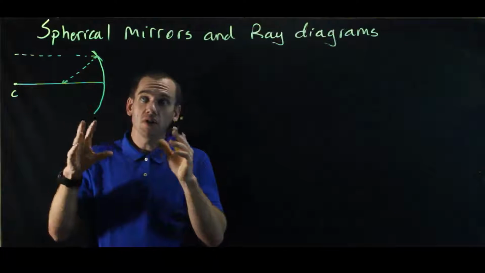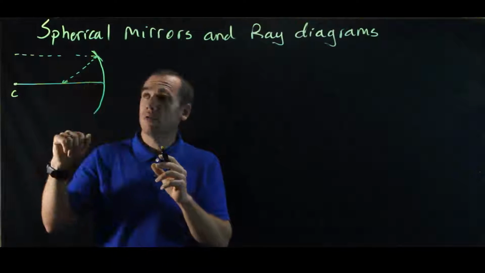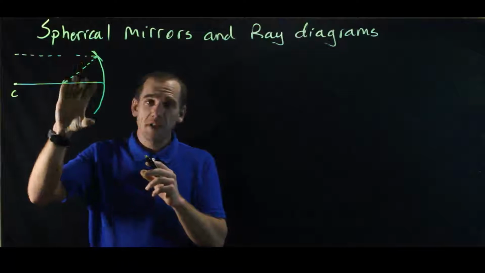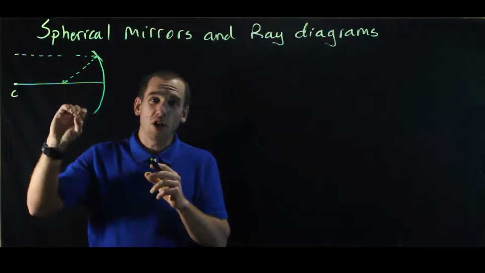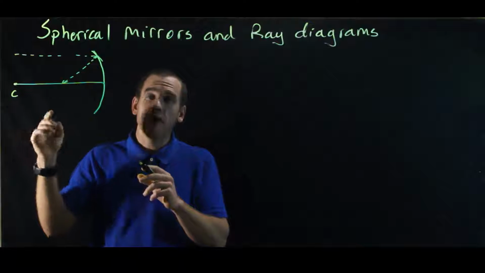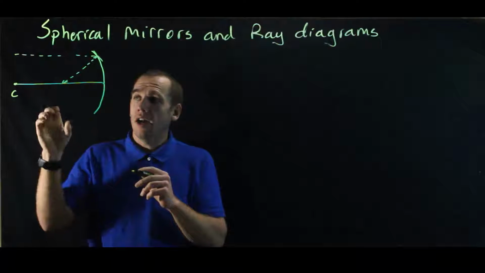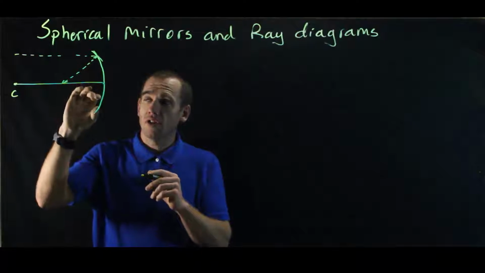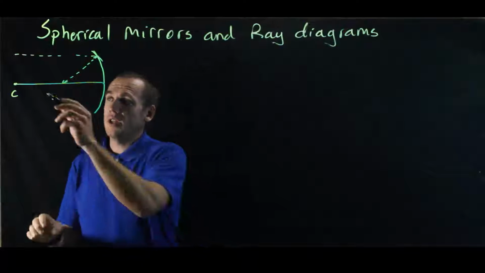Now, for a spherical mirror that's fairly large compared to its radius of curvature, all of these light rays that are going to focus are not going to focus to the same point. But for a small section of a spherical mirror, they essentially do. We can assume that they do.